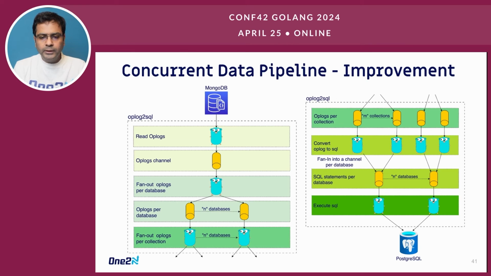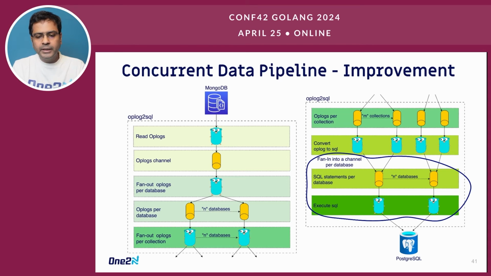So what we do in this case is we keep most of the pipeline the same, but instead of fanning out for Postgres writes, we fan them in. Remember, we don't need to create n multiplied by m connections to the database. If we can limit it to just n connections, one connection per database, that's good enough. And that's what we'll do here, right?